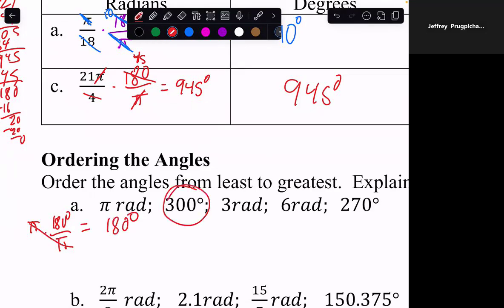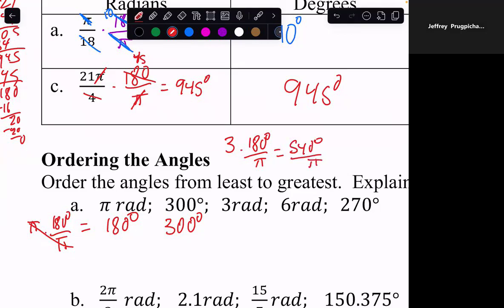Okay, this one's already in degrees. Great. Okay, what about this one? 3 radians. Again, radians to degrees is times 180 degrees over pi. Okay, but again, it doesn't cancel out. There's no pi up here.